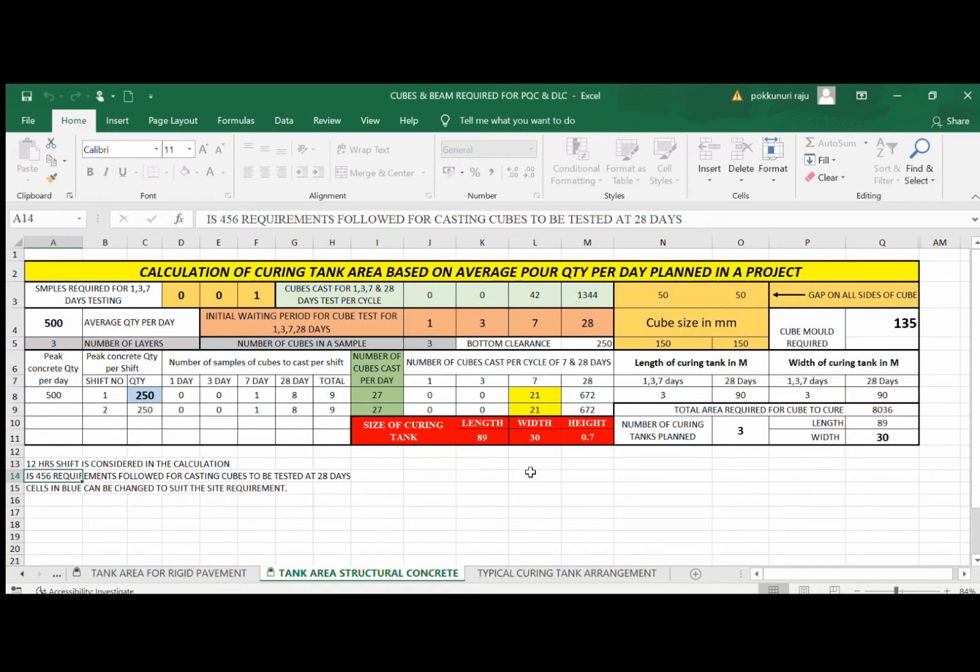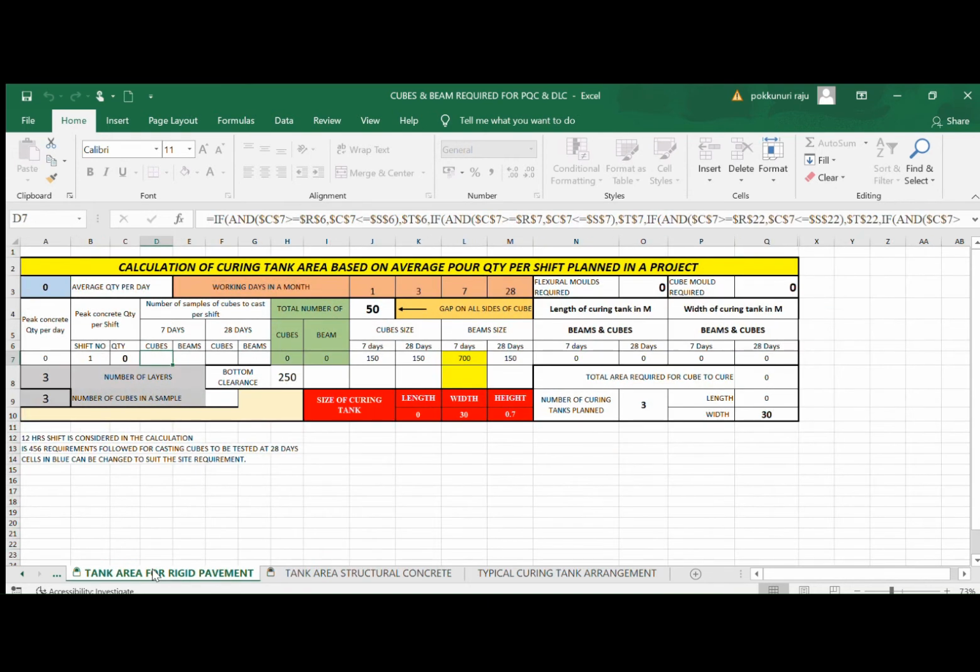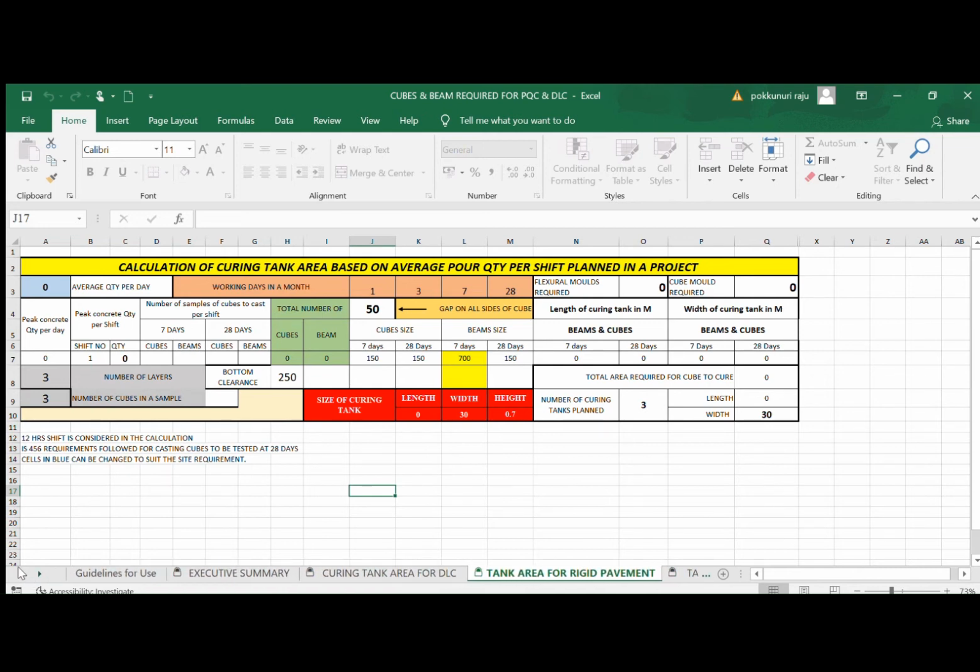Similarly, when it comes to rigid pavement, again the number of samples required to be cast for rigid pavements will be one sample each for 3 days and 7 days. Now, in this particular sheet, for every 150 cubic meters, you need one sample to cast. So you have cubes as well as beams. The size of the cube is 150 by 150, whereas the size of the beam will be around 700 by 150. So the number of cubes required and the number of beams to be cast can be calculated similarly.